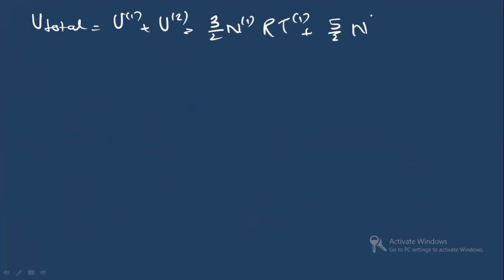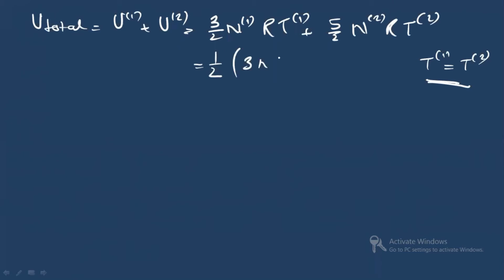Alright. So now we will write the total energy U total. U total is equal to the sum of U1 and U2. That means it will be 3 by 2 N1 R T1 plus 5 by 2 N2 R T2. Now you see T1 will be equal to T2 because they are attaining thermal equilibrium. So if I take half common, and I write here 3N1 plus 5N2 whole within the bracket, and outside RT1, this I have done to make the simplification easier.